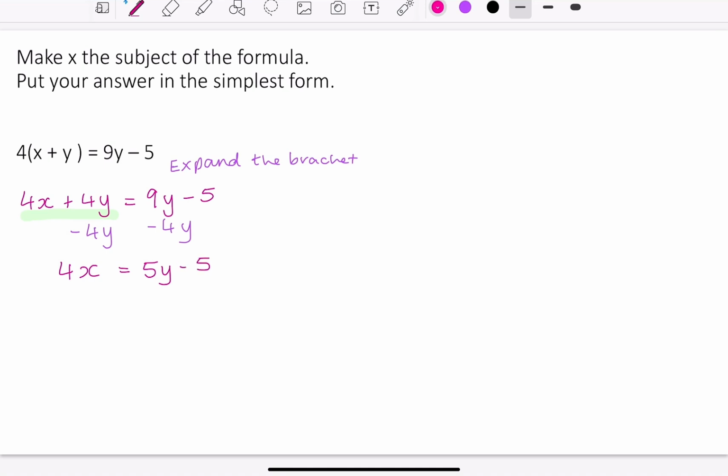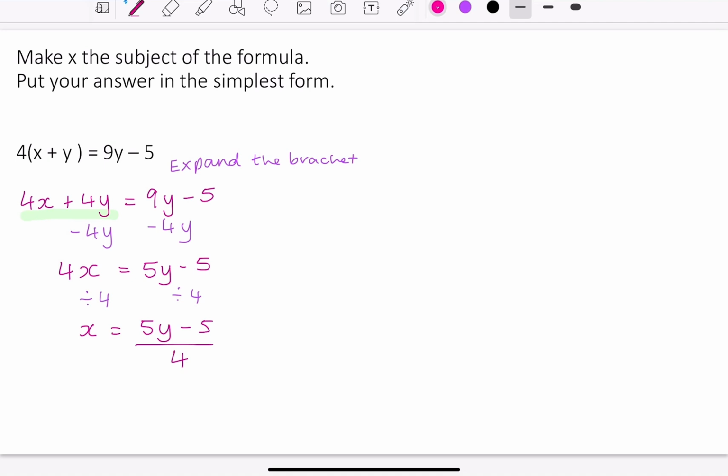Now I've got 4 lots of x is equal to 5y minus 5. So 1 lot of x is that divided by 4. So I need to divide both sides by 4. Now remember that when I say divide by 4, this is the same as saying something over 4 as a fraction. This might be an easier way for you to remember it, as you can then get x is equal to 5y take away 5, over 4, like that. It is in its simplest form already. There's nothing to cancel because 5 is prime. It doesn't divide by 4 to give us a whole number, so there's nothing I can do there.